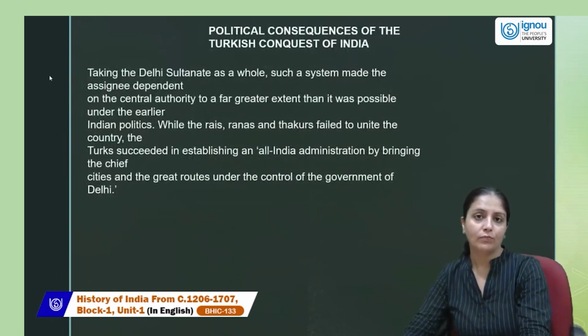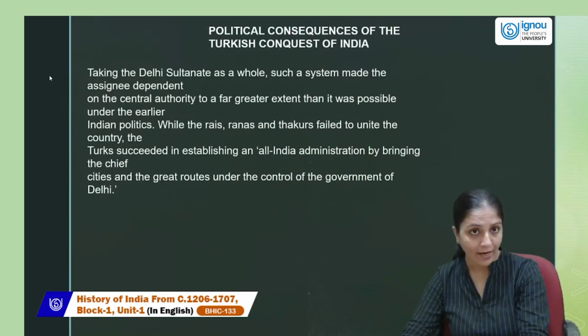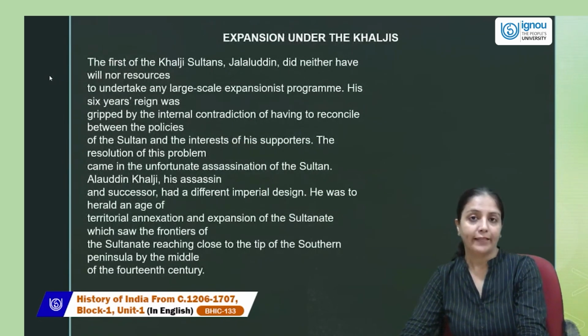Political conquest of India by the Turks, how they conquered India and how they controlled India politically. Rais, Ranas, Thakurs, they failed to unite themselves. That was the main benefit for the Turks. How the Khaljis expanded, because Jalaluddin had no history of expansion. And Alauddin Khilji, he did a lot of things, a lot of expansion, and a lot of improvement in the market system also.